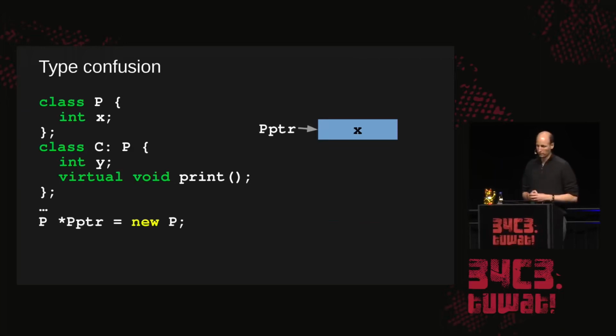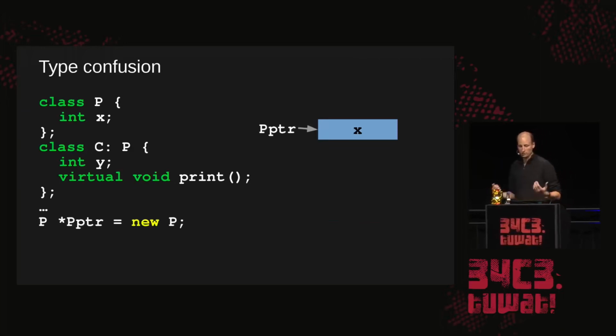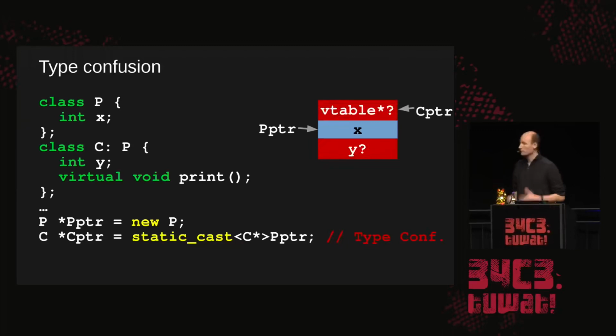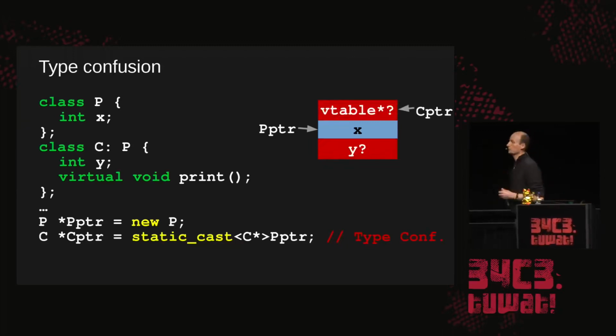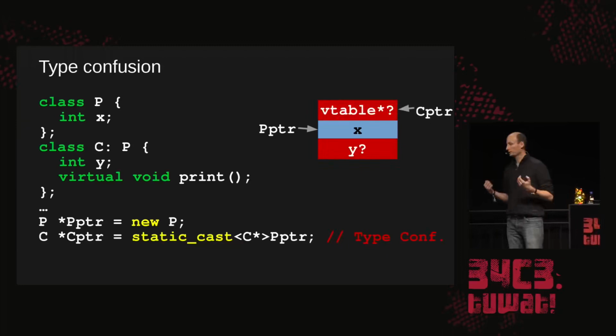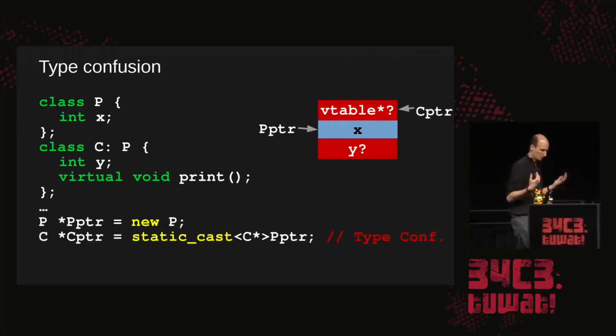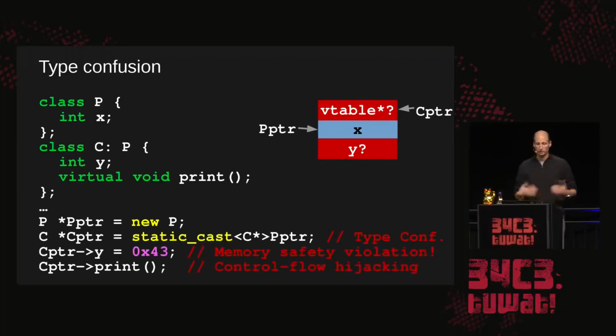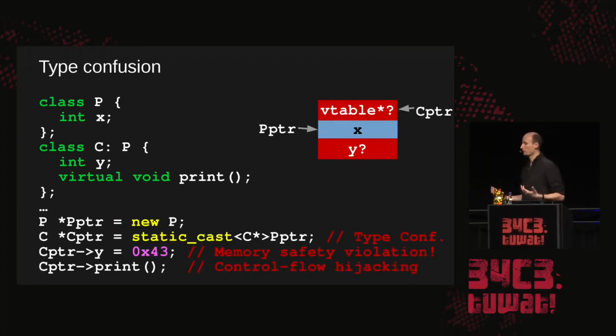Now, let's assume we allocate a P object, a parent object, and we have a pointer to it. If we do a static cast into a C pointer, the C pointer ends up pointing above the actual object. And the underlying data at that location would be reinterpreted as a vtable pointer along with the Y integer that could then be read and written, which would expose the underlying memory. So this leads to a memory safety violation and control flow hijacking after a type confusion.